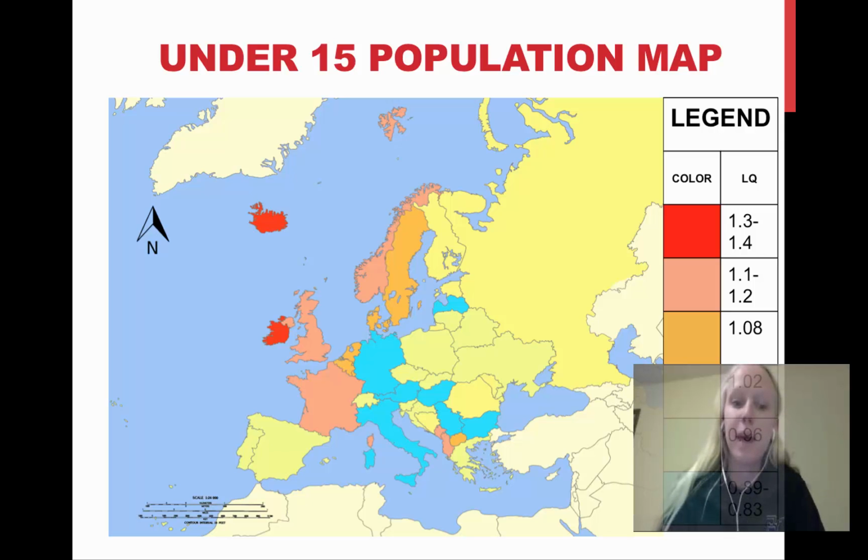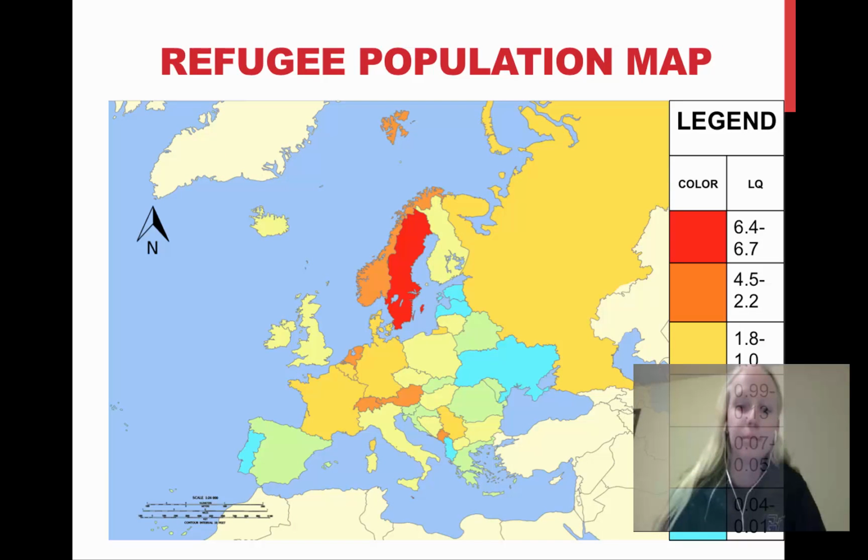You can see that within the map, the location quotient is highest for Ireland and Iceland in regards to the under 15 population. The middle range, highlighted in orange, yellow, and green, shows the normal location quotient. It is exceptionally low for countries such as Gibraltar and Monaco.